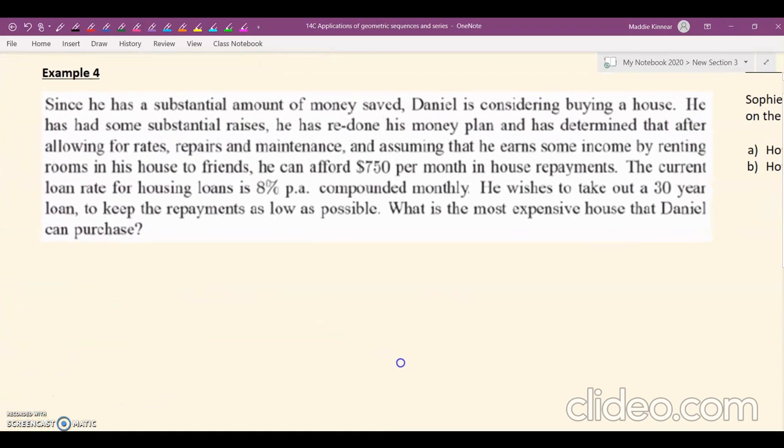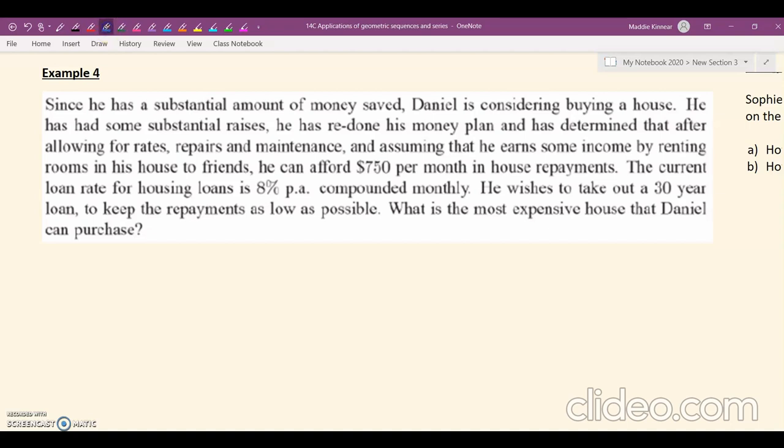So this example, a little bit different. In this case, we are told a man has a substantial amount of money saved. Daniel is considering to buy a house, given that he's saved this money. He has had some substantial raises, he has redone his money plan, and has determined that after allowing for rates, repairs and maintenance, and assuming that he earns some income by renting rooms in his house to friends, he can afford $750 per month in house repayments. The current loan rate for housing loans is 8% per annum, and it is compounded monthly. He wishes to take out a 30-year loan to keep the repayments as low as possible. What is the most expensive house that Daniel can purchase?